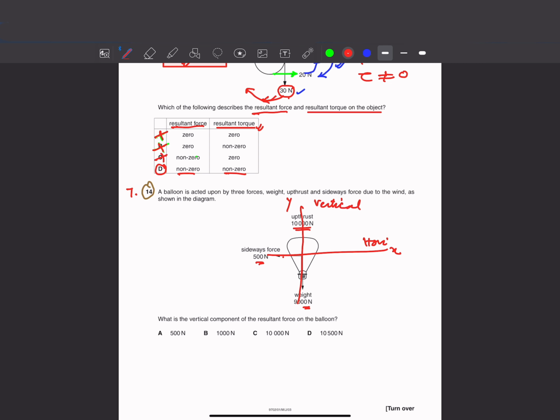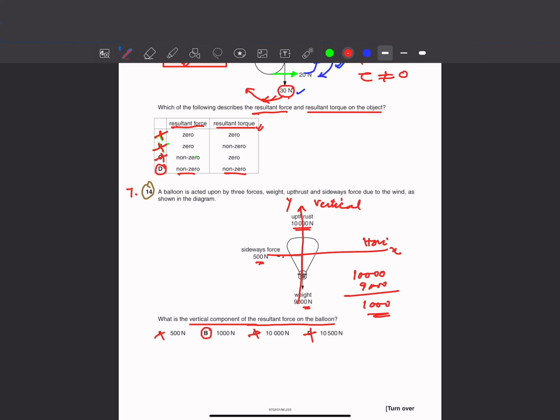What is the question? What is the vertical component of the resultant force on the balloon? The vertical component is 10,000 upward and 9,000 downward. The difference of these two will give you the vertical component of the resultant force on the balloon. So here we have 1000. So the simple answer is B, not A, not C, not D. Even if you consider the lengthy component resolution and everything, you will get the same answer.